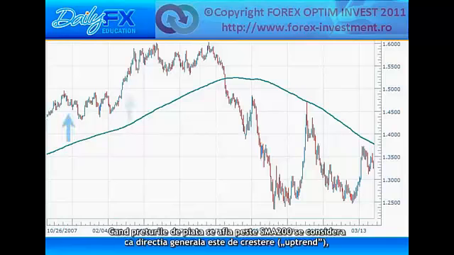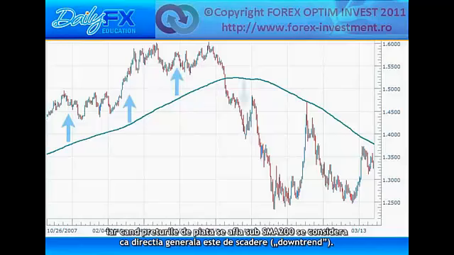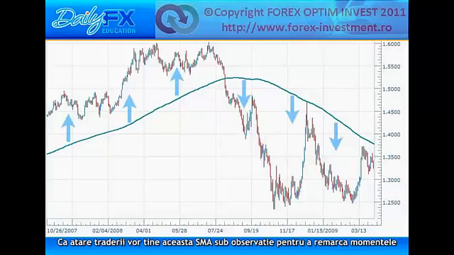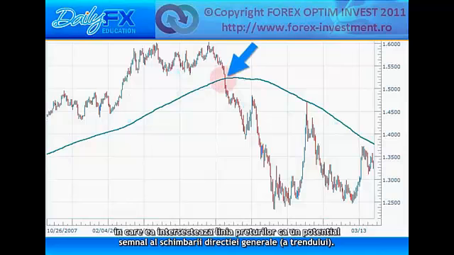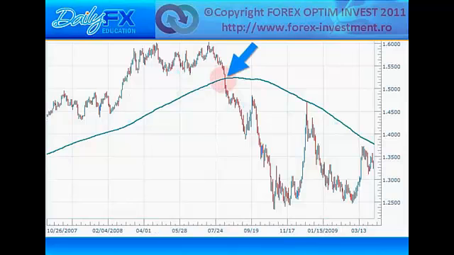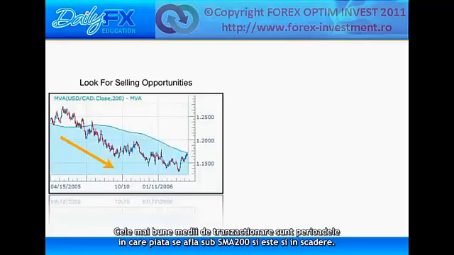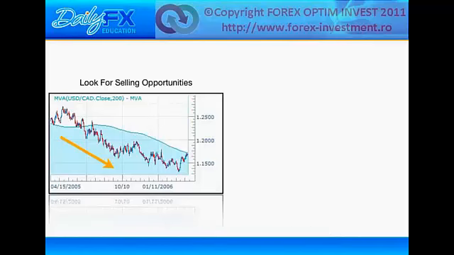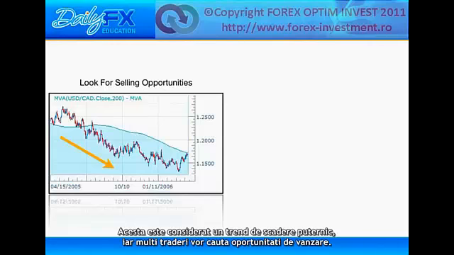When the market is trading above the 200-day SMA, the market is considered to be in an uptrend. When the market is trading below the 200-day SMA, the market is considered to be in a downtrend. So traders will keep an eye on this SMA and note when the market moves through it as an indication of potential trend change. The best trading environments can be found when the market is trading below the 200-day SMA and is also moving down. This is considered a strong downtrend where many traders will look for selling opportunities.